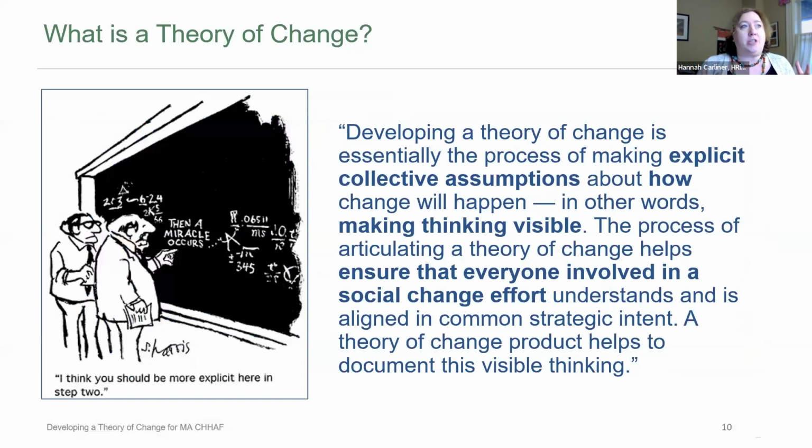Developing a theory of change is essentially, and this is a quote from some other evaluation colleagues, a process of making explicit collective assumptions about how the change will happen. In other words, making your thinking visible. The process of articulating the theory of change helps ensure that everyone involved in this social change effort understands and is aligned in your strategic intent. So it helps document visible thinking.